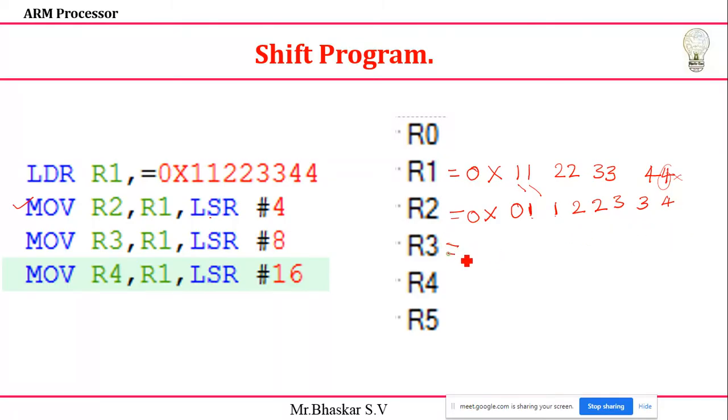Okay, similarly now you tell me the R3 value. 8. Two values will be shifted. You can see, first you need to add two zeros, which means it is 8 bits. Next 1 1 will come to here, 2 2 3 3. Similarly now you tell me for this case.